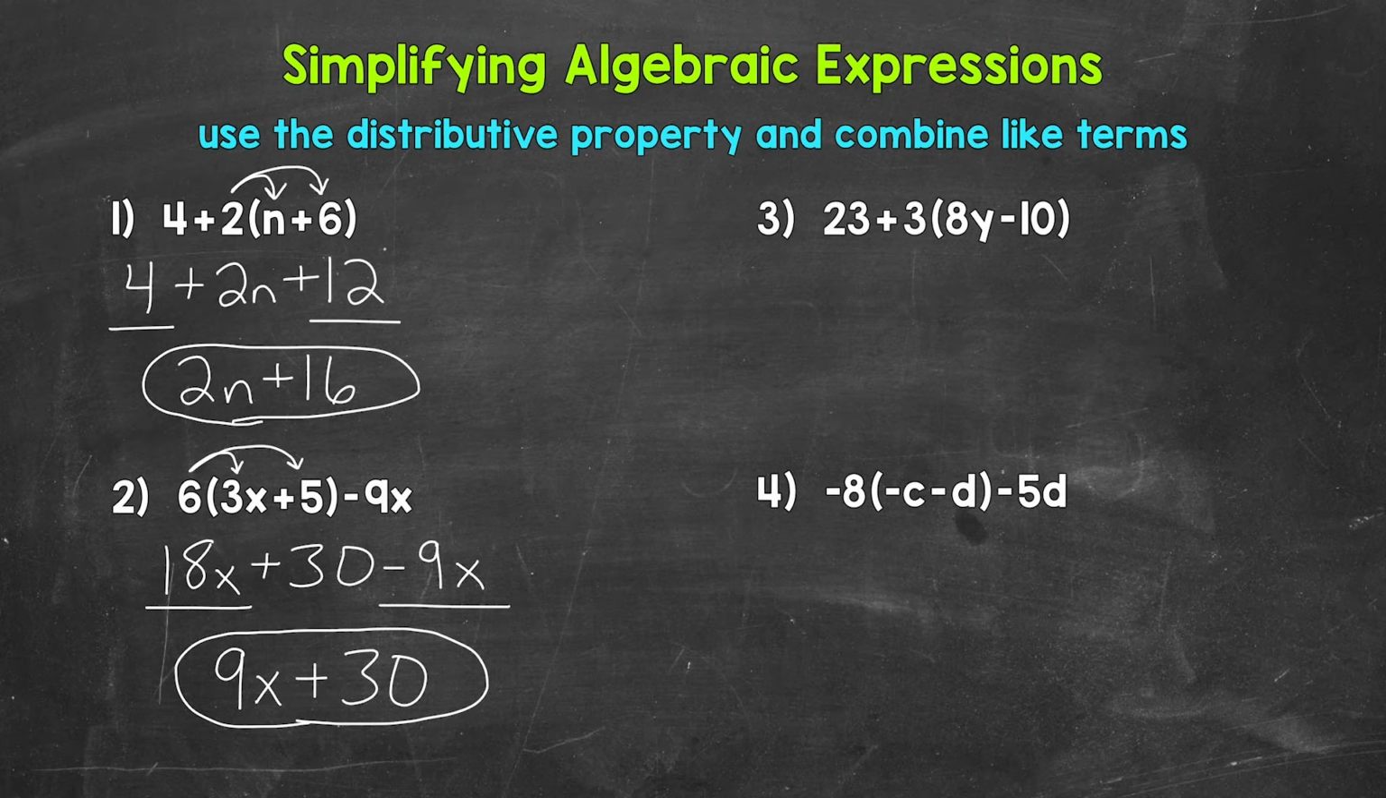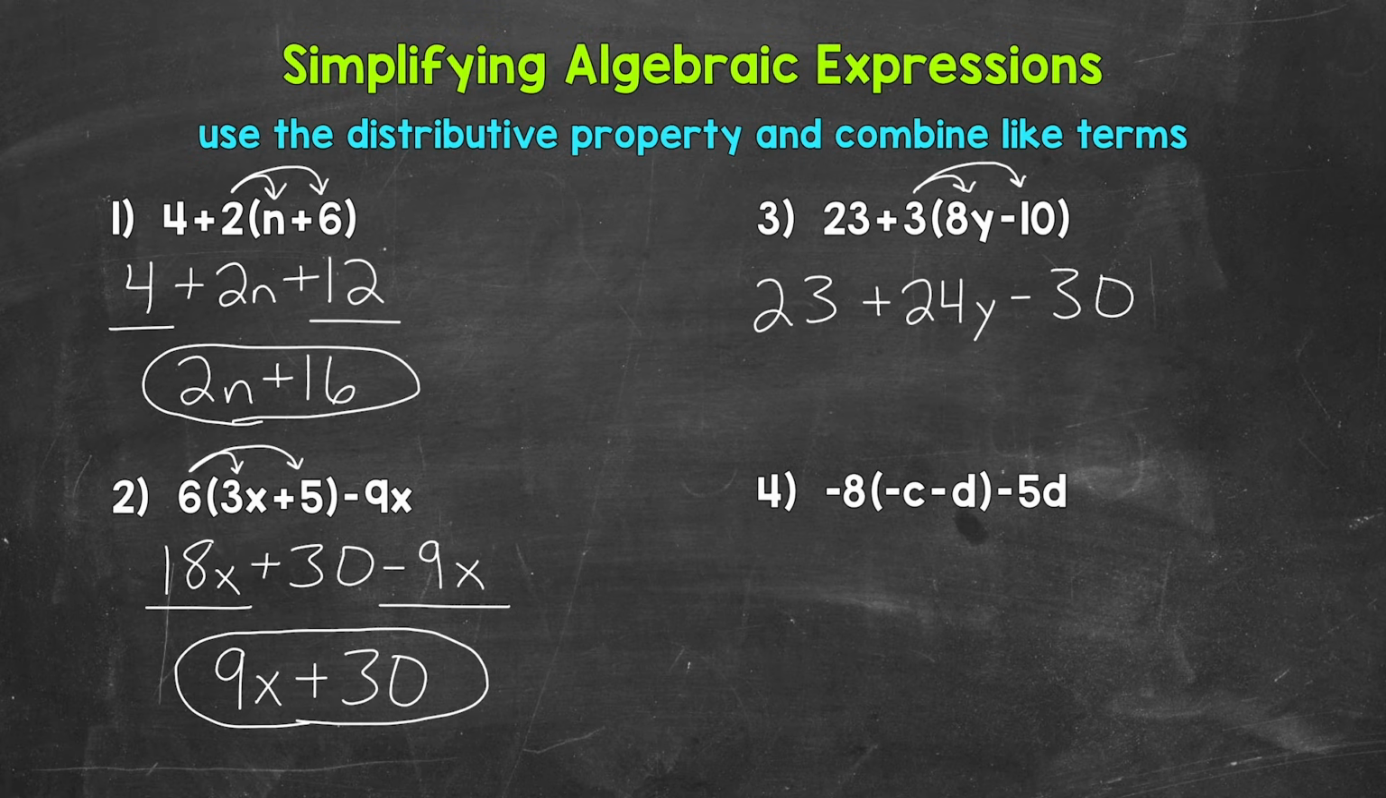Let's move on to number 3, where we have 23 plus 3, and then in parentheses, 8y minus 10. Let's remove the parentheses by using the distributive property. So let's distribute the 3 to the 8y and to the negative 10. 3 times 8y gives us 24y, and then 3 times negative 10 gives us negative 30. This is a positive 24y, and then bring down the 23.